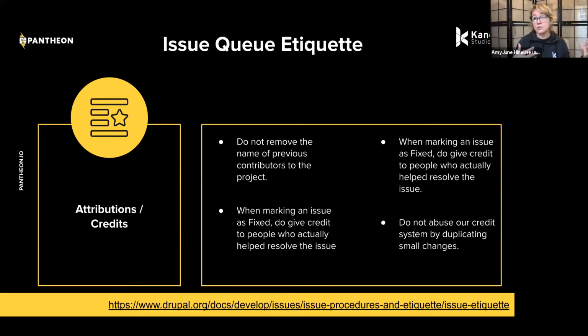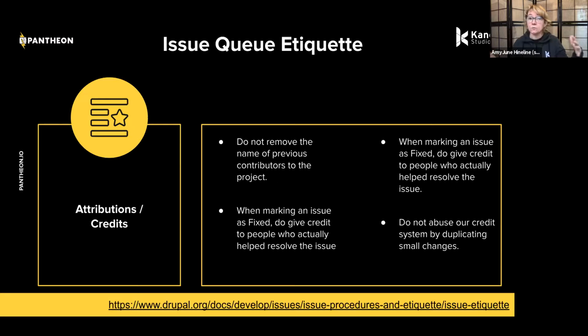Say you worked on an issue offline with some of your cohorts. When you post that patch back up to the issue, it's always nice to leave their names and tell the maintainers that those folks helped you along the way. And for maintainers, we really want to advocate that we give credit to people who actually helped resolve the issue and provided useful feedback, not just RTBC +1 when someone goes in. We really want to make sure that people are testing and doing their best to make sure that that's a good fix.